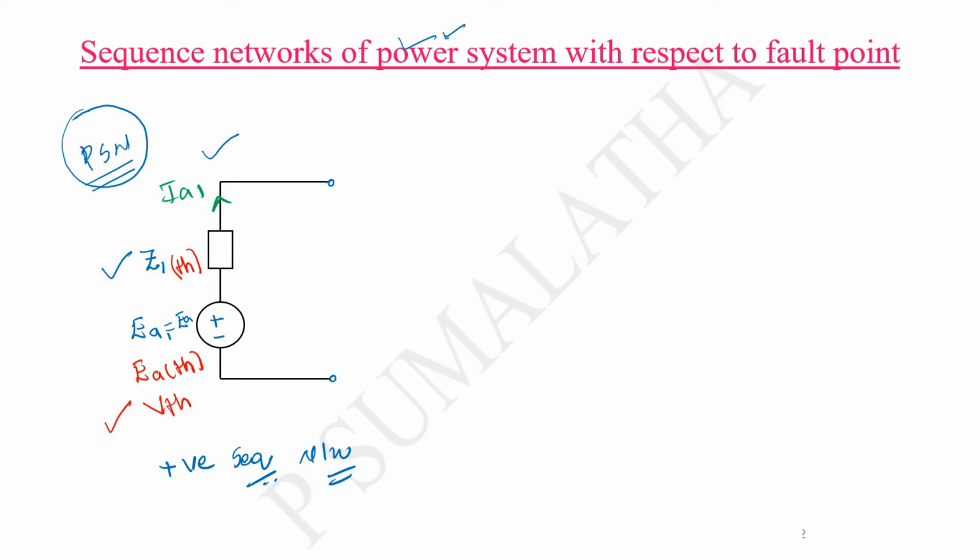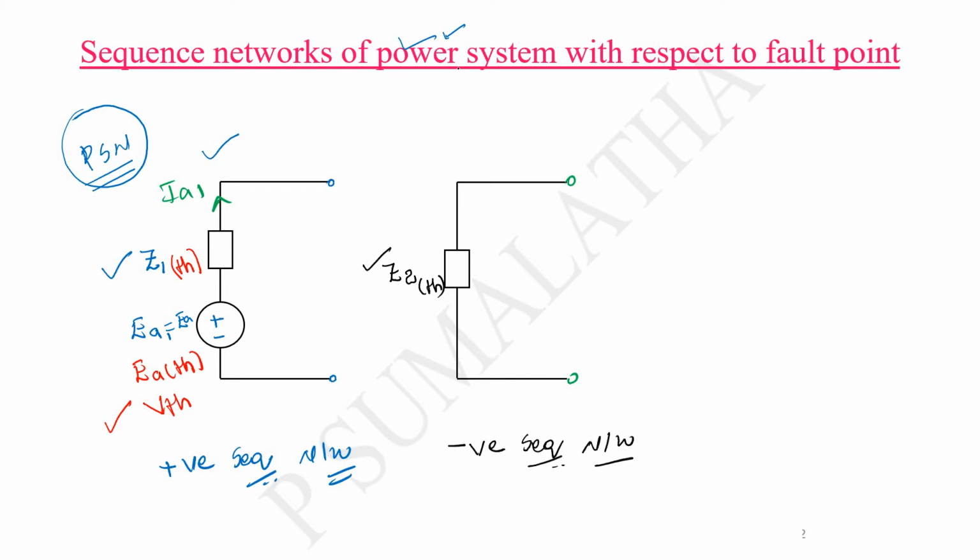Coming to the negative sequence, here also this is the Thevenin's equivalent of the negative sequence impedance. First you draw the negative sequence network for the given single line diagram. For that network, if you find the Thevenin's equivalent impedance with respect to the fault terminal, that will give the negative sequence network for the fault at any point of the power system, and this is the negative sequence current IA2. Coming to the zero sequence network, now this is IA0.